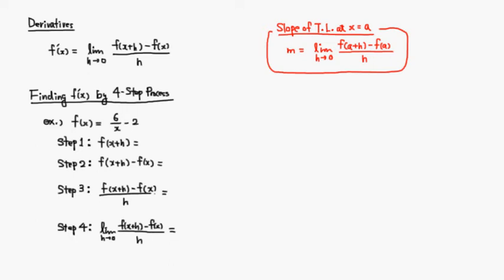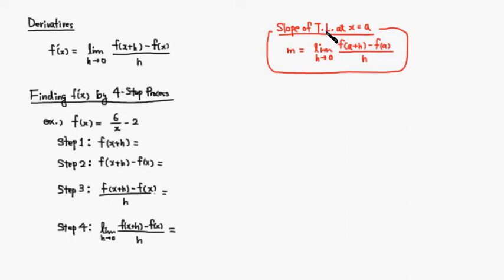Okay, let's look at derivatives. So here's the definition, right? f prime of x is equal to the limit of the difference quotient, f of x plus h minus f of x over h, as h approaches 0. Remember that the slope of the tangent line can be found by taking the limit of a difference quotient.